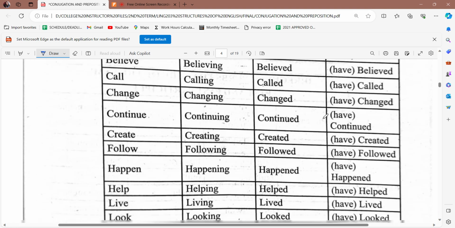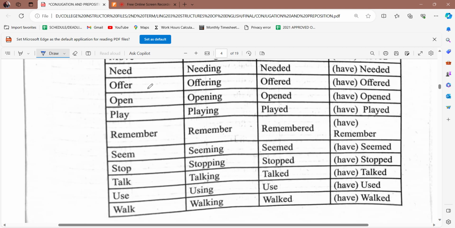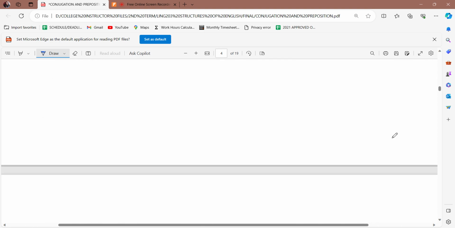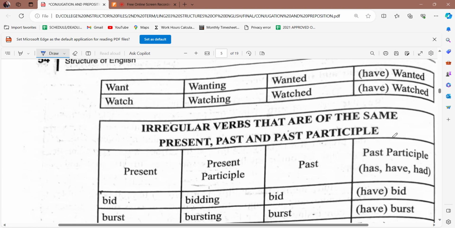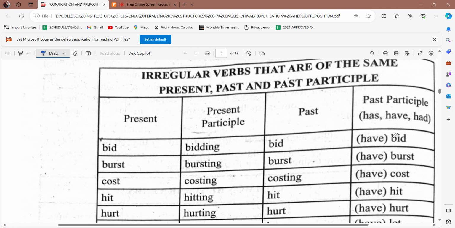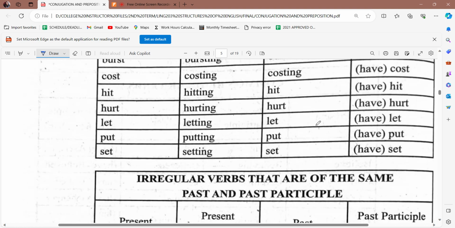So these are the common regular verbs. We have offer, the present participle is offering, then the past tense is offered, and the past participle is have offered. Okay. So we also have the different irregular verbs that are of the same present, past, and past participle. So these are the examples.